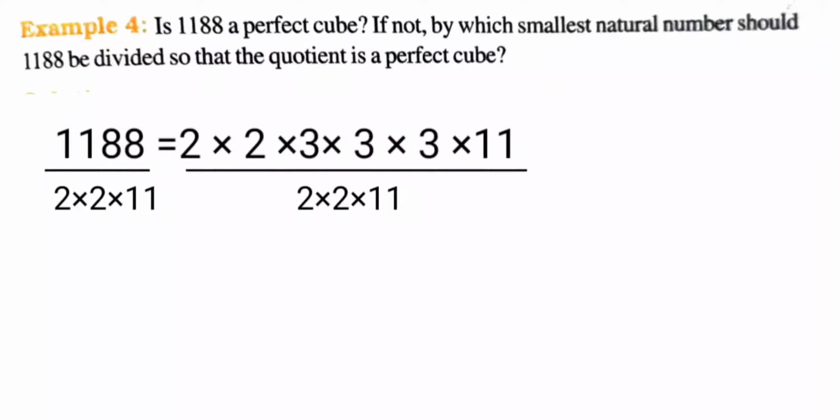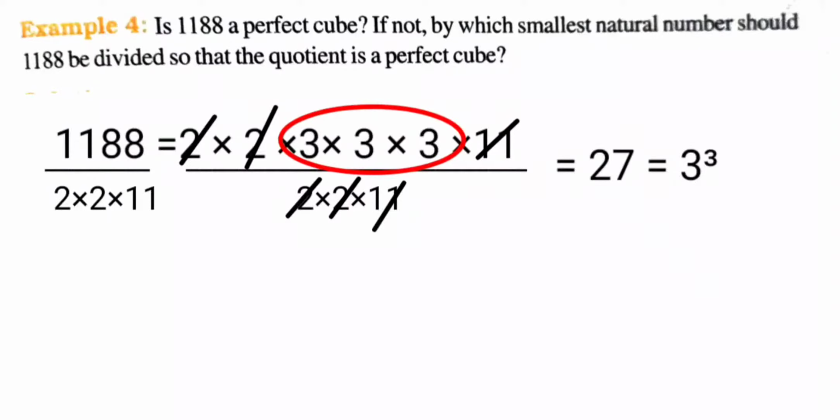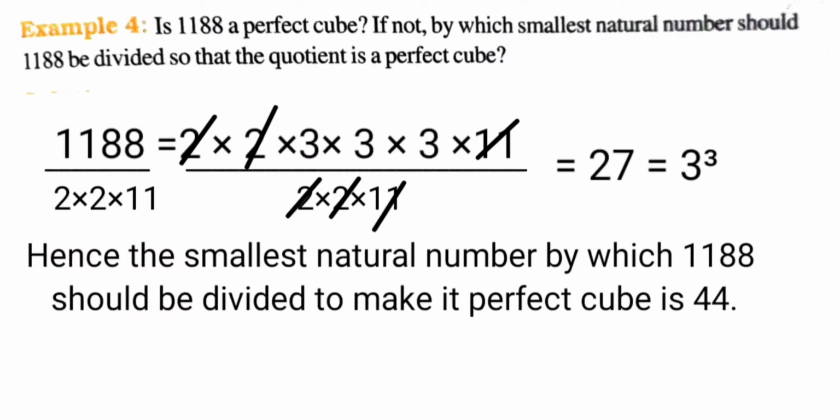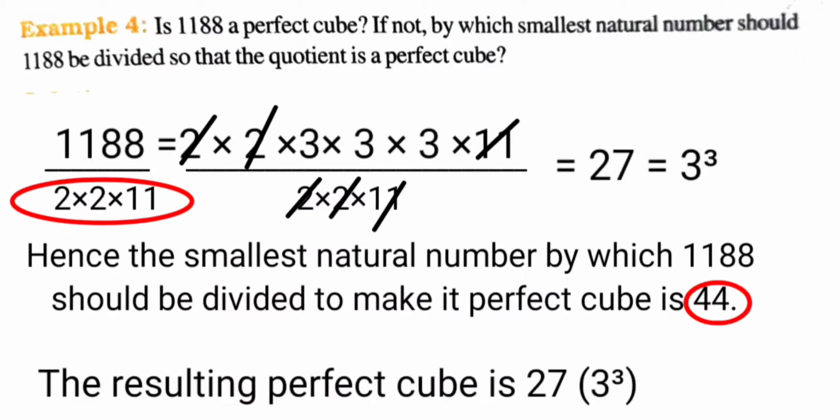And another method is if we divide 2 into 2 into 11 on both sides. Here 11 cancels out, 2 cancels out, such that we get 27, that is 3 into 3 into 3, 27, that is cube of 3. Either you can do the previous method or this method. Hence the smallest natural number by which 1188 should be divided to make a perfect cube is 44, because 2 into 2 into 11 is 44 and the resulting perfect cube is 27, that is cube of 3.